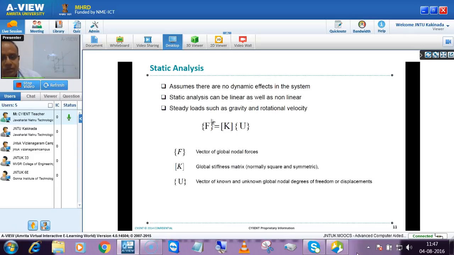Nonlinear system, which can be used in static analysis as well. And we can use the steady loads such as gravity and rotational load, in addition to regular pressure loads.